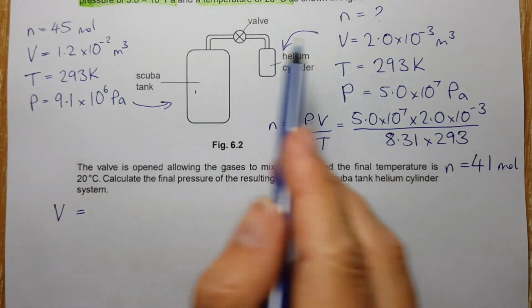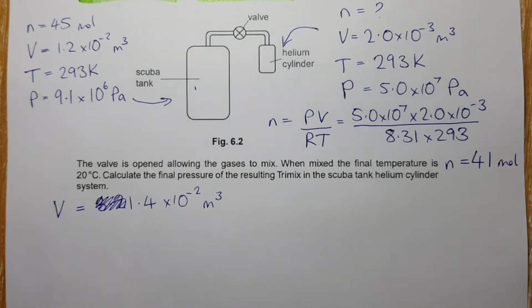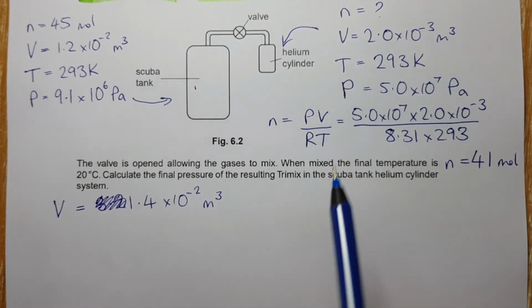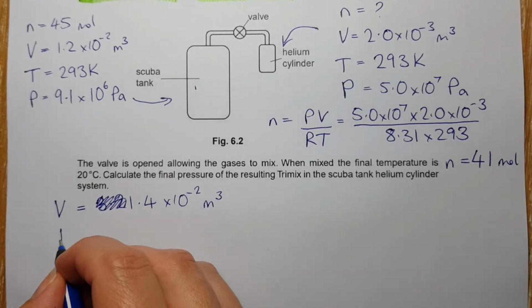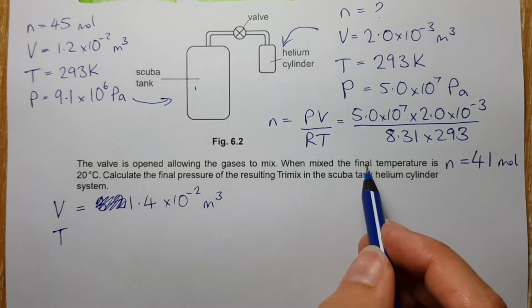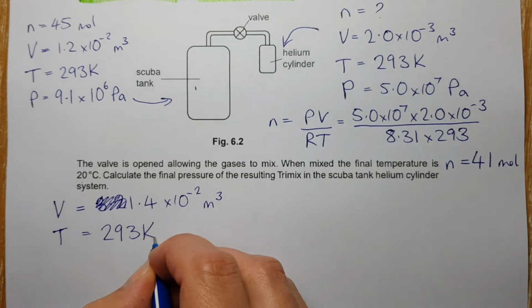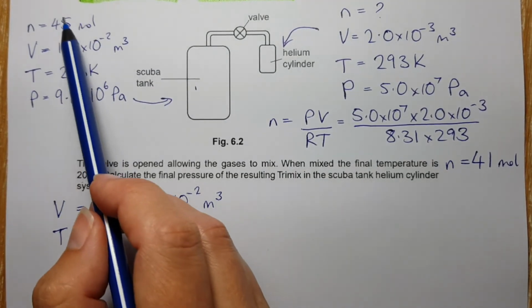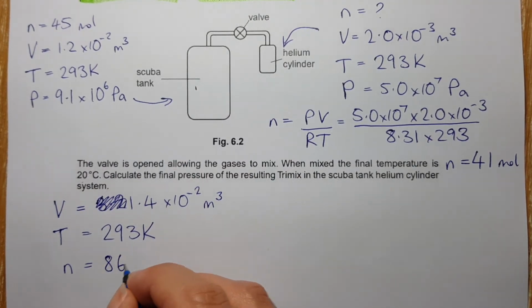So if I add those two together, I just get, oops, nearly messed up there because that one's 10 to the minus 2 and that one's 10 to the minus 3. So very careful with that. So we've got our total volume. We know that the temperature is staying the same. We know the total number of moles that we've got because again we've got 45 moles here, 41 moles there. So that means we've got altogether 86 moles.